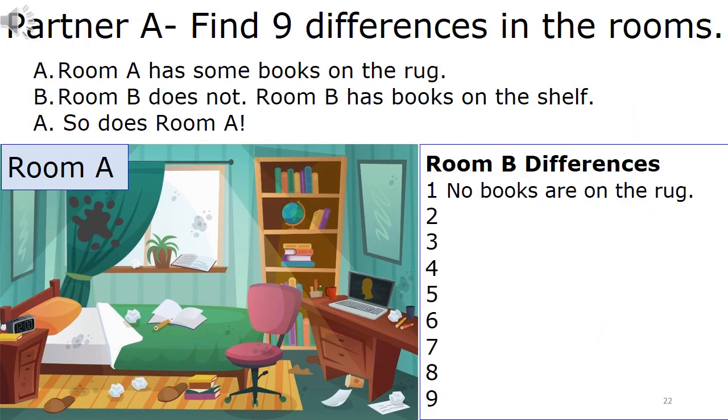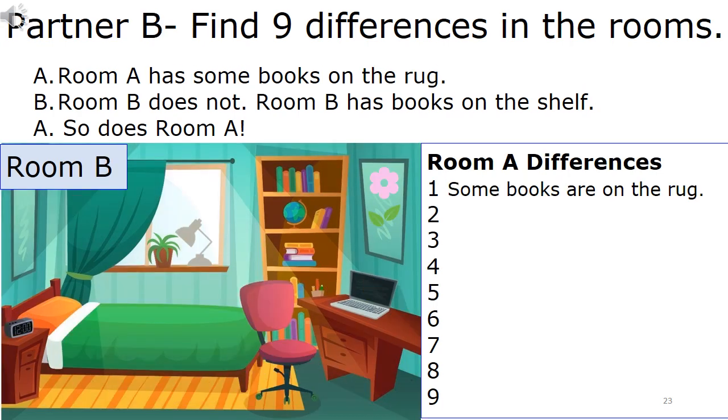Partner A. Find 9 differences in the rooms. A. Room A has some books on the rug. B. Room B does not. Room B has books on the shelf. A. So does room A. Room A, Room B differences. For example, 1. No books are on the rug.